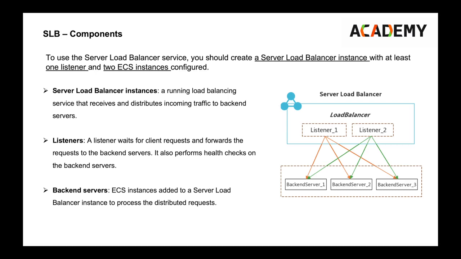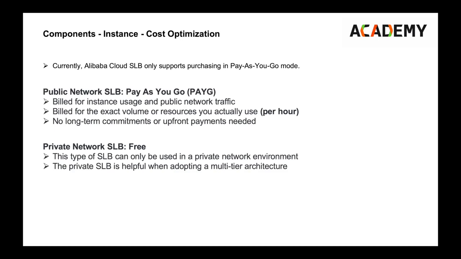So how does it listen for those incoming requests and how does it distribute them? Well, the rules for that are contained in the listener. Every SLB instance must have at least one listener. This is the component that decides what to do with incoming connections, where to send them, and it also performs health checks on the backend servers to make sure that they're healthy and that traffic can safely be distributed to them. The backend servers themselves are nothing but ECS instances. They are ECS virtual machines that are waiting and listening for the requests that are coming in from the load balancer.